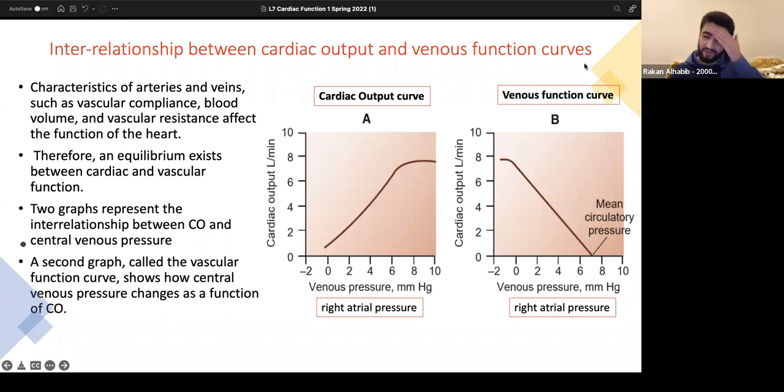Okay, so here he basically says the same thing. As I increase the cardiac output, the venous pressure, or the right atrial pressure, will increase because there'll be less blood in the veins. And therefore, you'll have to constrict the veins and move the blood upwards. That's why it constricts.